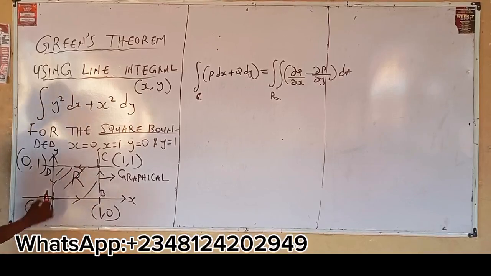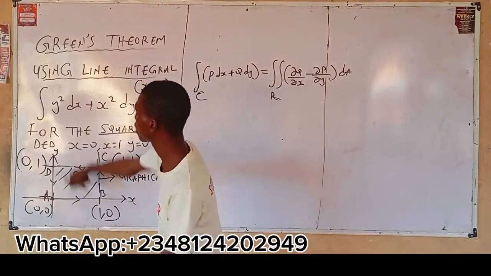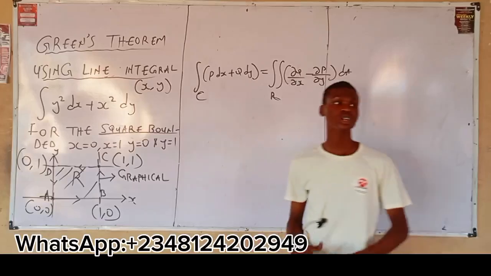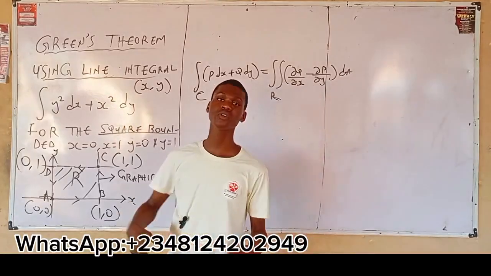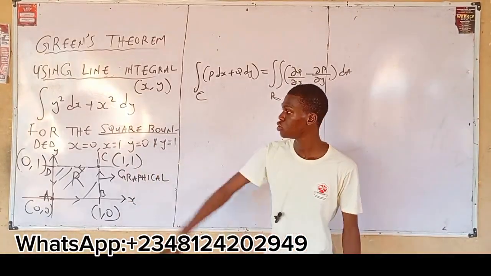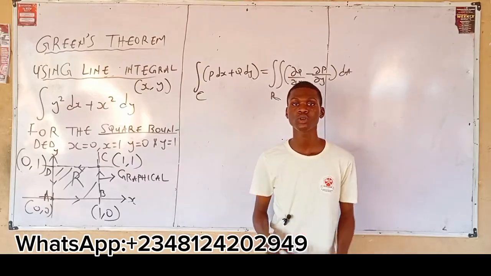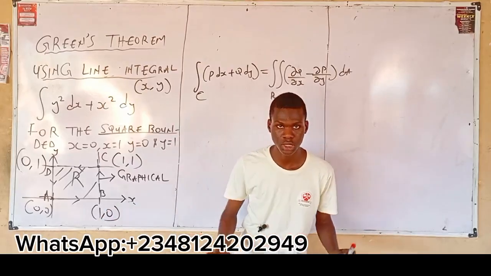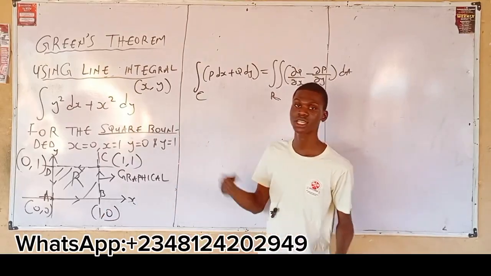And this C is moving in a counterclockwise direction. This C is moving in a what? Counterclockwise direction. Though not necessarily, you don't always move in counterclockwise direction. You can move in clockwise direction. But when you are moving in clockwise direction, the sign of your value will change. So you are working based on the direction you are going with. The common movement is counterclockwise.